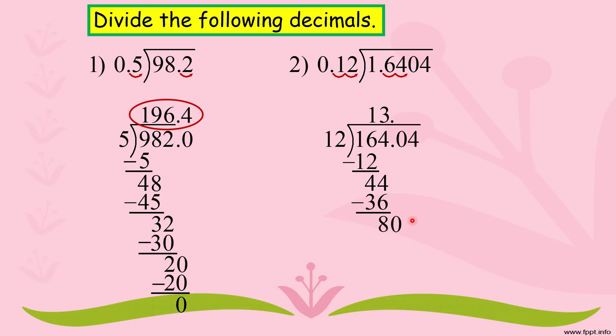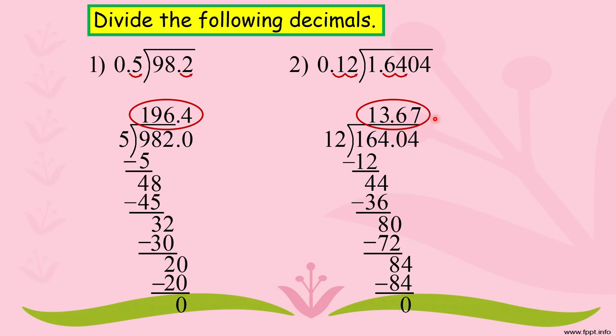And then again, bring down 0. 80 divided by 12, you have 6. 6 times 12, you have now 72. And then subtract again the two numbers, you have 8. Bring down 4. 84 divided by 12 is equal to 7. 7 times 12 is equal to 84, and then subtract the two numbers, you have now 0. That's why our final answer will be 13.67.